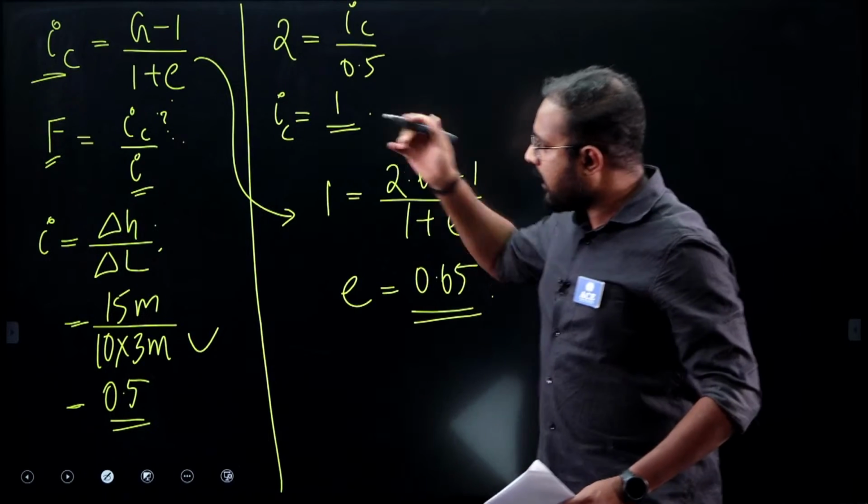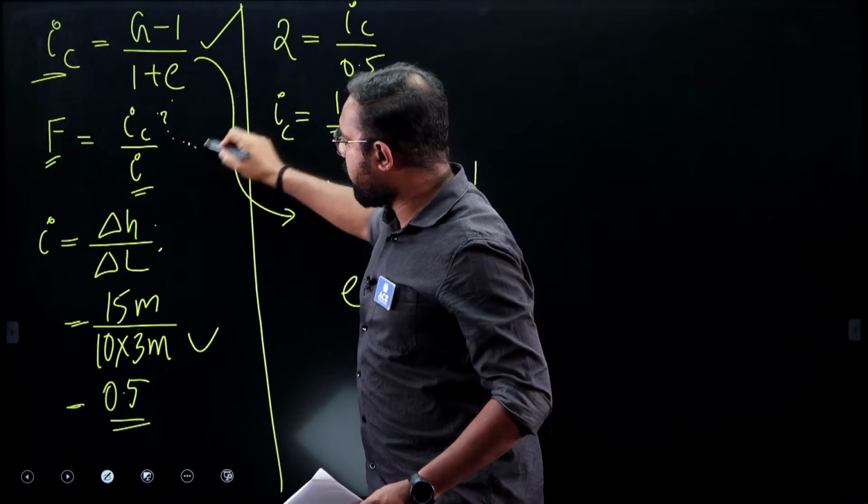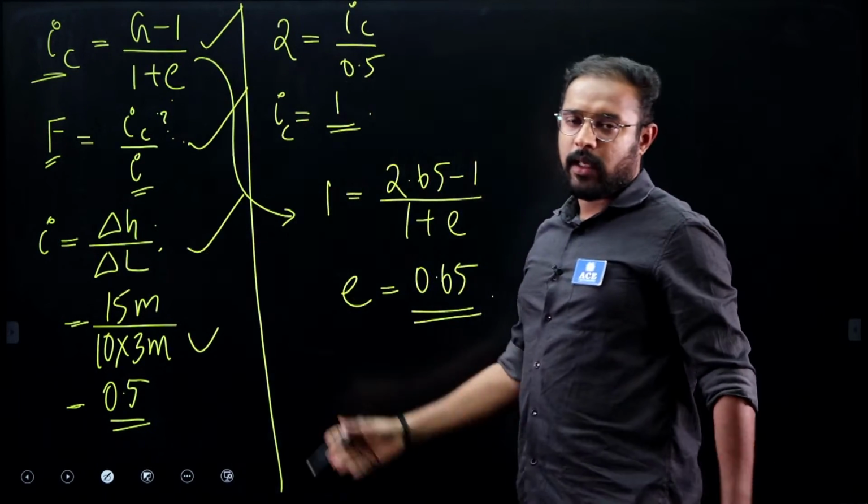That's it. So these are the equations that you need to remember for critical gradient: what the factor of safety is, and how to find out the I value.